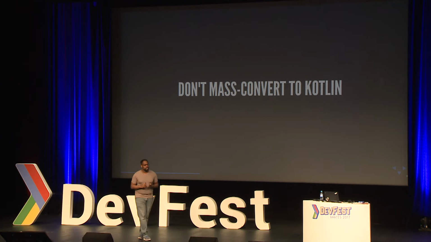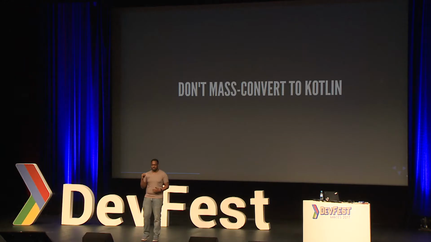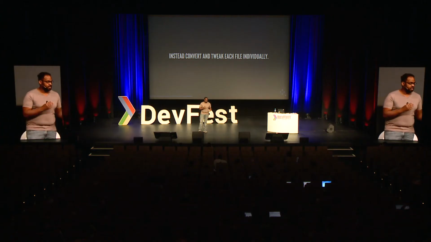My first tip here is you should not mass convert to Kotlin. I know that you might have seen videos that say, oh, well, you just select everything, right-click, and click Convert to Kotlin. Don't do that. What you should do instead is convert each file individually. The reason why I suggest that you don't convert en masse is that when Kotlin tries to do its conversions, it doesn't know some of the things about your app. So it might convert things in a weird way that will introduce problems when you try to run it.